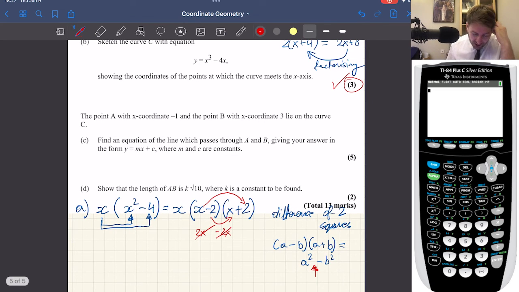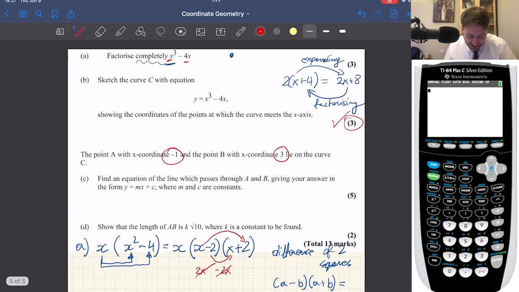All right, the next one, what do they say here? They say the point A has a coordinate -1 and the point B has a coordinate 3, and they lie on C.